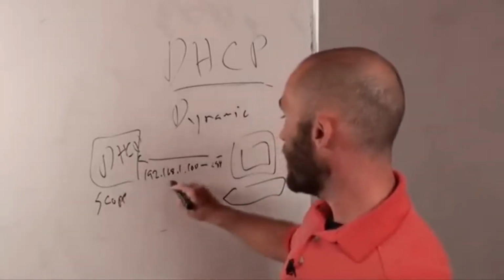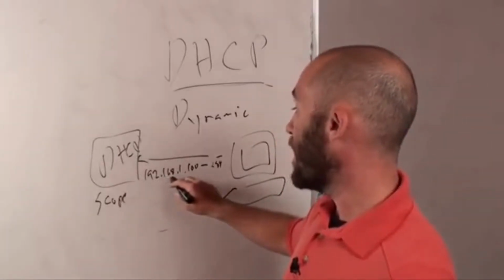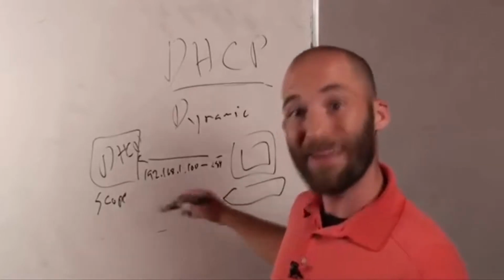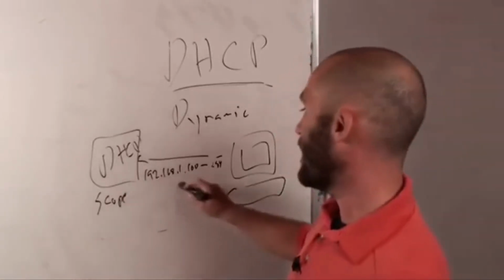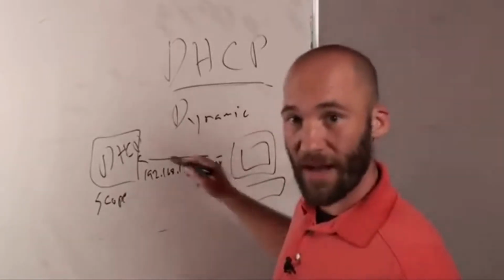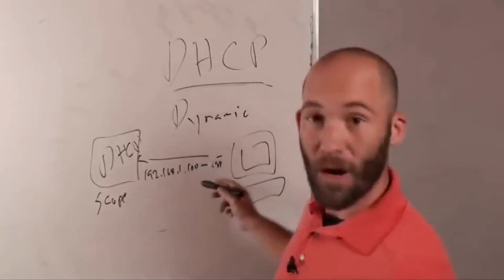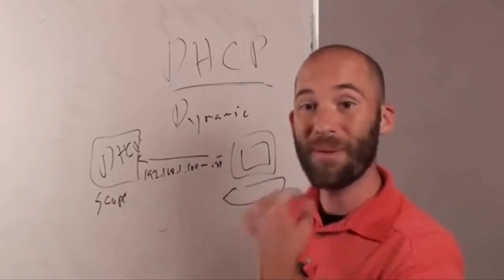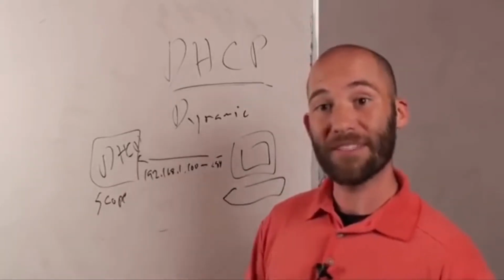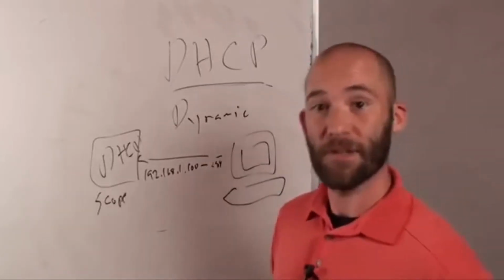So this DHCP server will not give out 192.168.1.99 because that is not within its scope. It will give out .1.105, .110, .205, etc. So the scope is the full range of IP addresses you allow the DHCP server to give out.